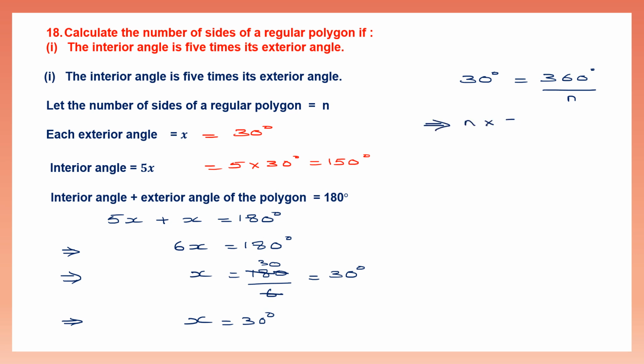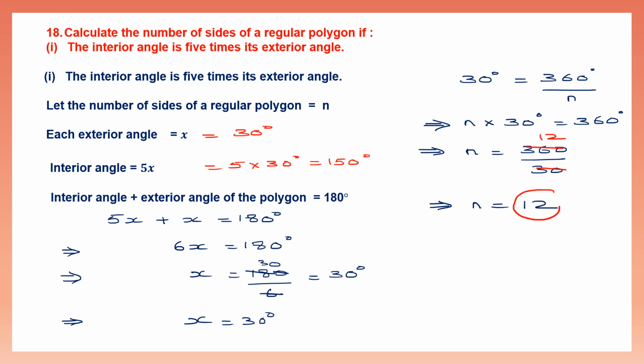So n into 30 degrees is equal to 360 degrees. Now we're going to find the value of n. n is equal to 360 divided by 30. So we can cancel, 30 into 12 is 360. So now we have found the value of n. n is equal to 12. That means we have found the number of sides. Number of sides is equal to 12.